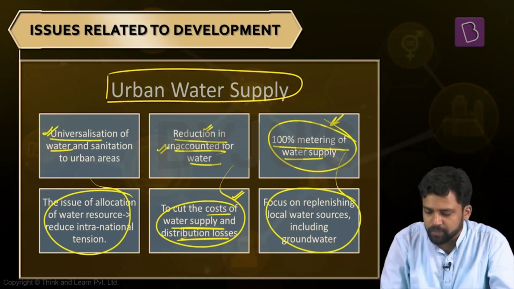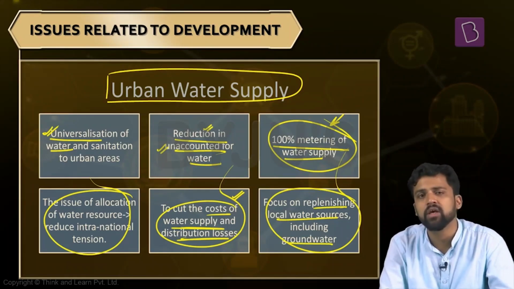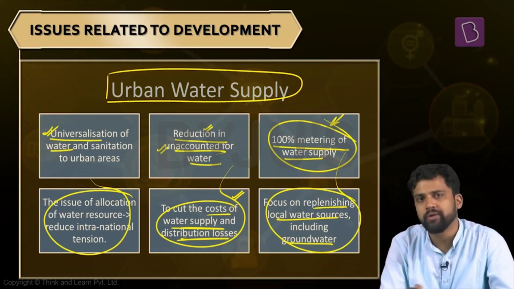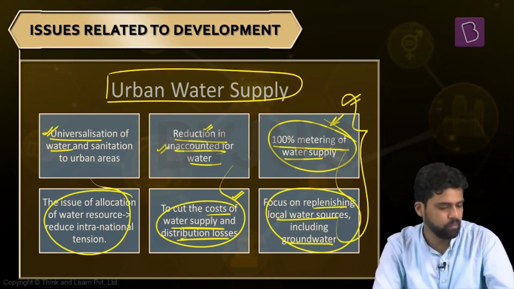Apart from this, we need to replenish our local water resources. Groundwater should be replenished. You should find out ways like rainwater harvesting. Some places in India, they're making it mandatory that you should have rainwater harvesting. If mandatory is not there, you should at least incentivize households to harvest the rainwater. It can lead to improvement in the groundwater table position. So these are some solutions to the water supply crisis that we have right now.